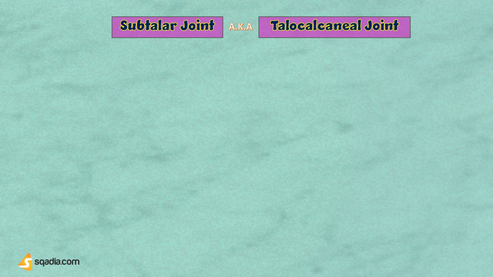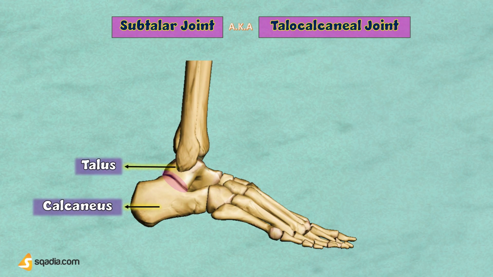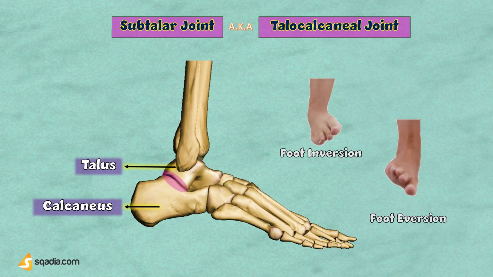Subtalar joint. The largest and most important of these joints is the subtalar joint, also known as the talocalcaneal joint. It is a complex joint that is formed by the articulation of the talus bone and the calcaneus bone. It is located in the ankle and plays a crucial role in the movement and stability of the foot. This joint allows for the inversion and eversion of the foot, which means the foot can tilt inward and outward. This movement is important for maintaining balance and stability while walking, running, or jumping.